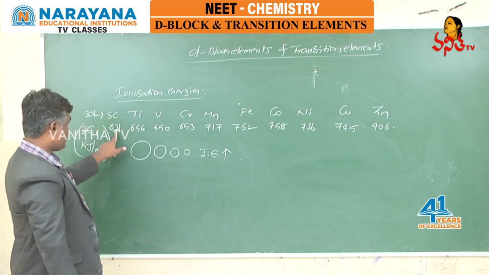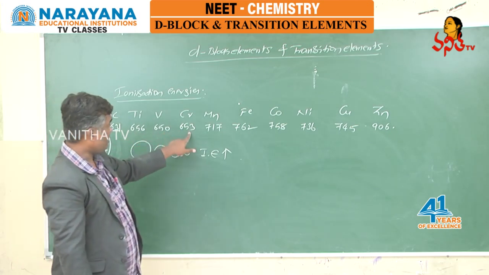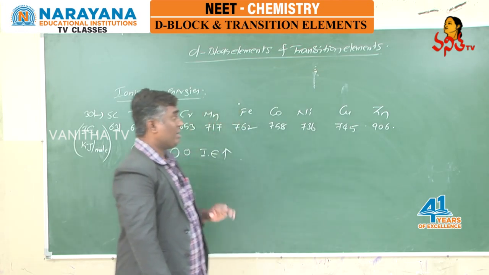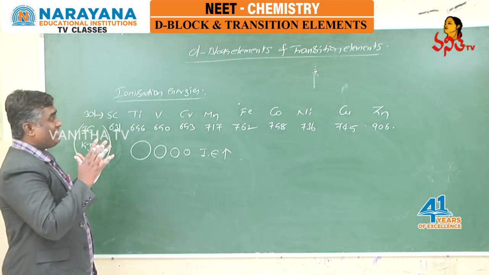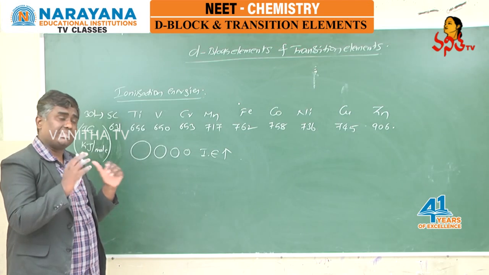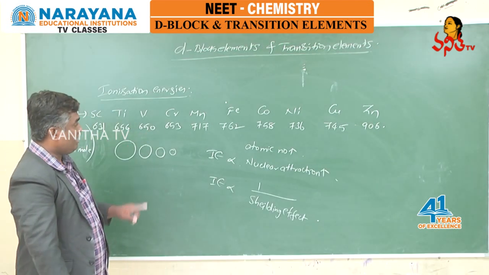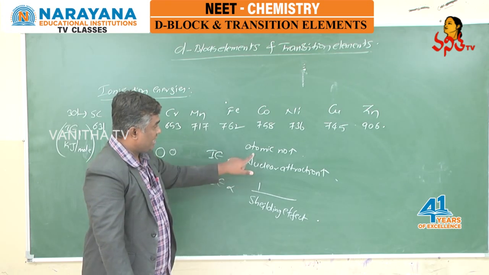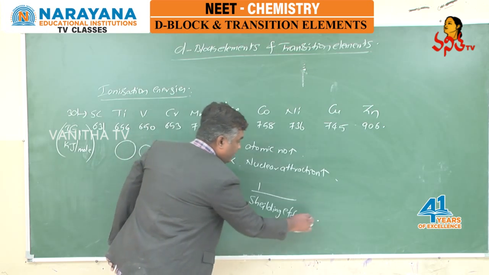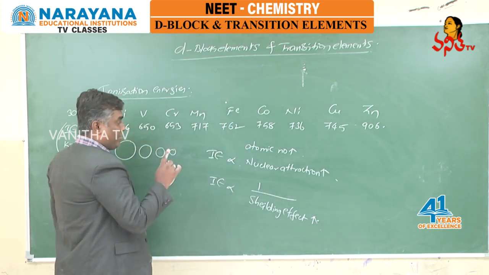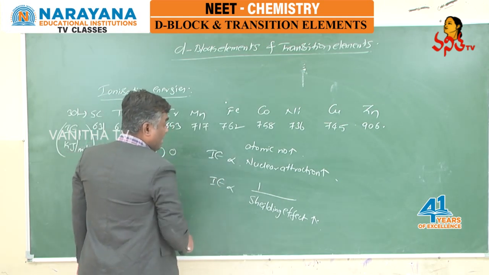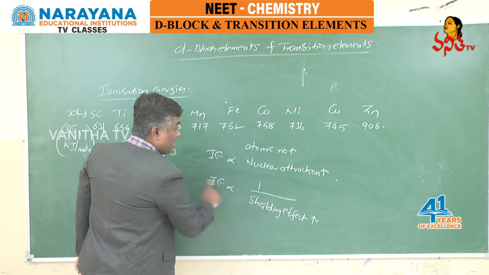But here if you see, it is increased, decreased, increased, increased, increased, decreased, decreased, increased, increased. Means you cannot find a regular trend in ionization energy of d block elements in a series. Why is this? From scandium to zinc, from left hand side to right hand side, as atomic number increases by 1 unit, nuclear attraction is increasing, at the same time shielding effect also increases. But we know that ionization energy and nuclear attraction both are directly proportional, whereas ionization energy and shielding effect both are inversely proportional.